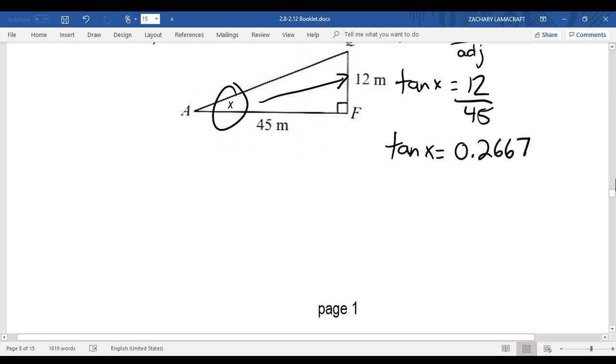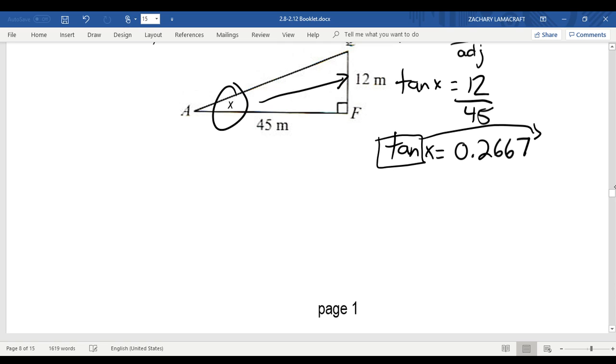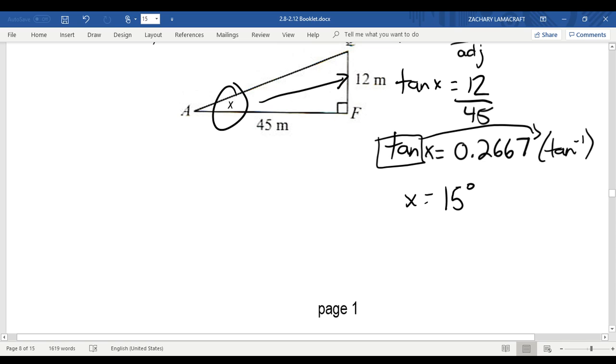So what's our next step if we want to find x? Yeah, we take that number and move it over, and it becomes tan negative 1. So then x, if we had 0.2667 and we hit that tan negative 1 button, what do we get? 15. And what measure is that? 15 what? Degrees. Awesome. Okay.